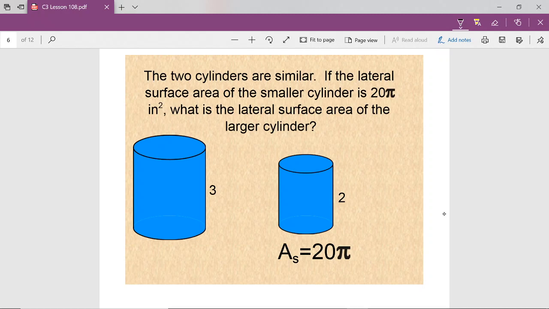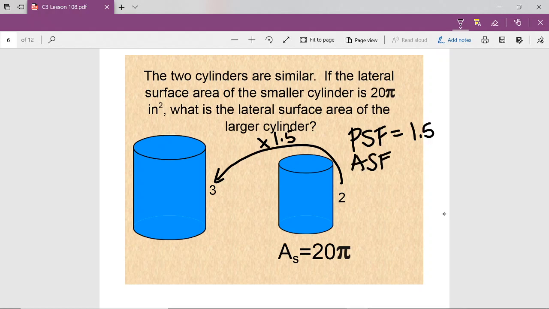All we really need to find is what is the scale factor? And I'm actually going to reverse what we would normally do and say I want from smaller to bigger, what is that scale factor? Which we can definitely find by doing 3/2, or saying it's times 1.5. Which means if that perimeter scale factor, the actual lengths, is times 1.5, then the area scale factor must be the square of that, 1.5 squared, which is 2.25.